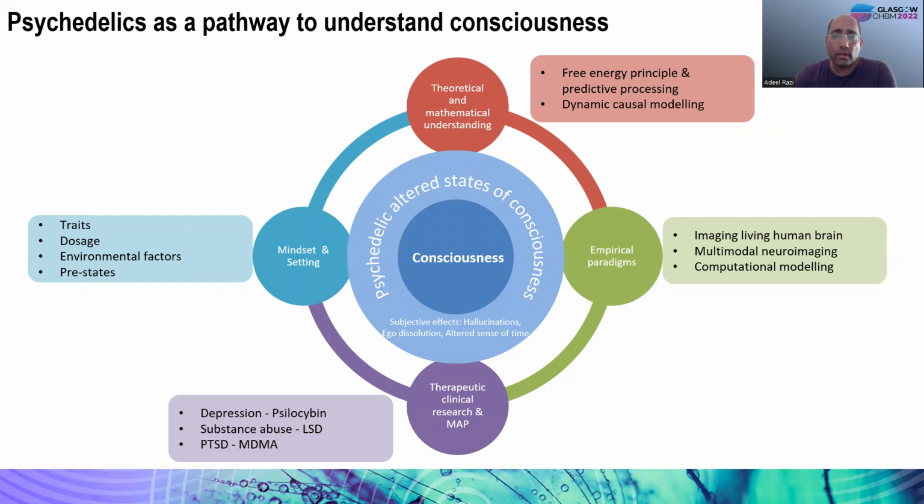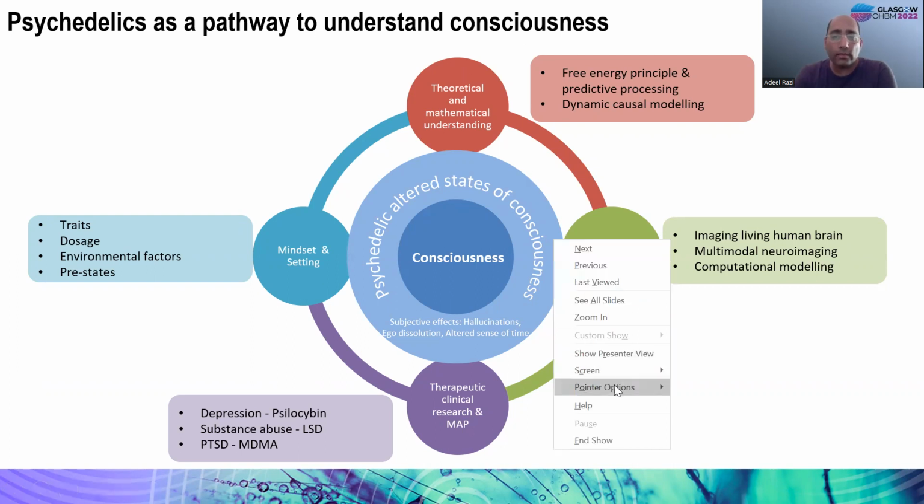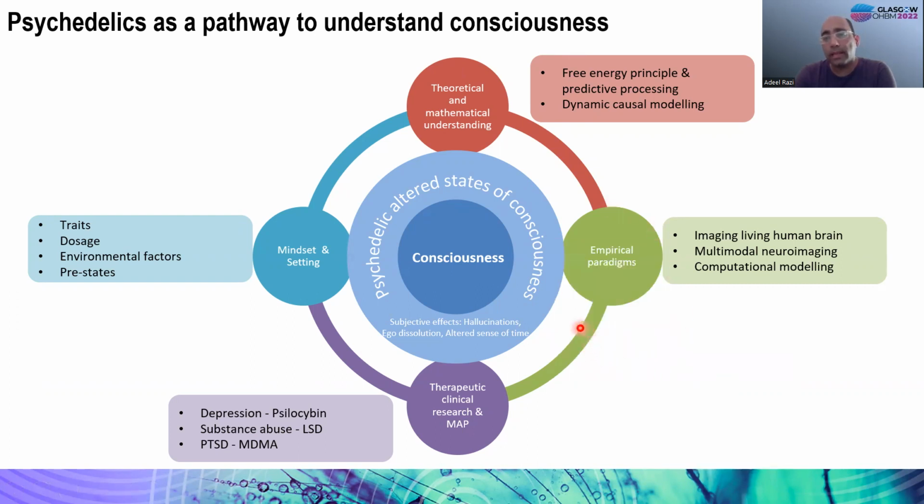So one can use these very powerful compounds to provide evidence for the normative theories, for example, free energy principle and active inference. And together with generative models like dynamic causal modeling, one can use these in conjunction with empirical paradigms like MRI, where one can measure the peak effects of these drugs and get very high resolution images, which can then be used to fit the generative models like dynamic causal modeling and provide understanding of the neural mechanisms of these altered states of consciousness.